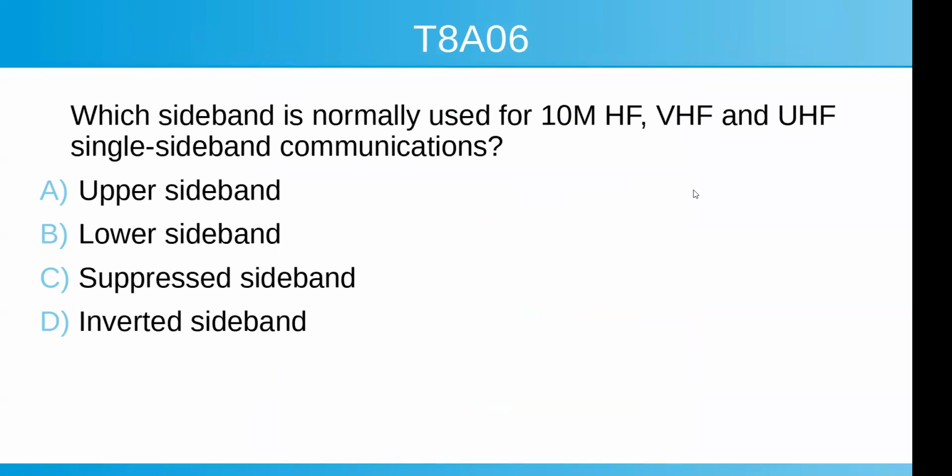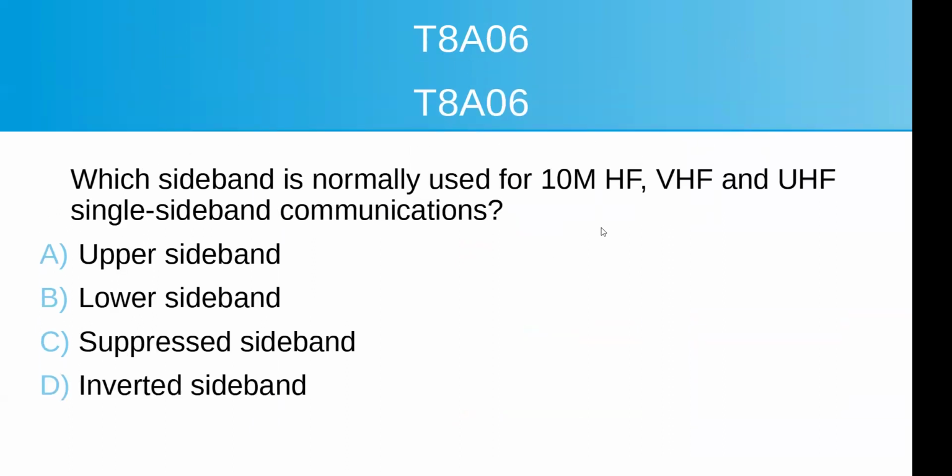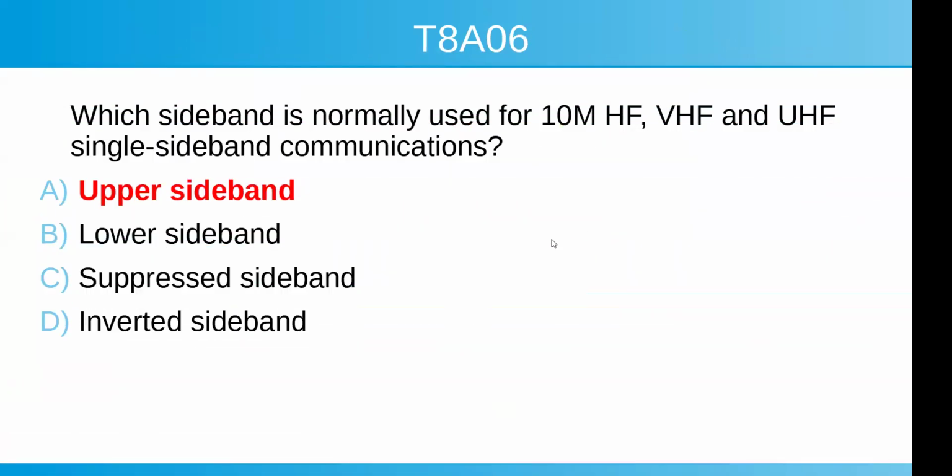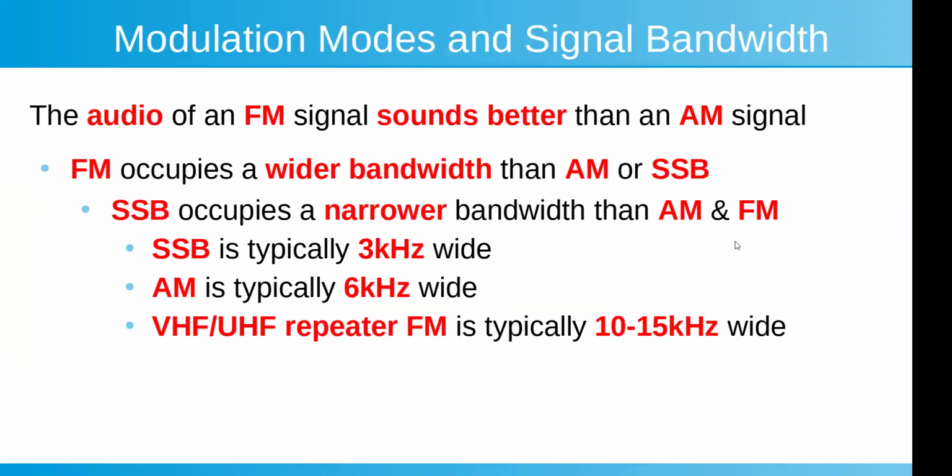Okay, which sideband is normally used for 10-meter HF, VHF, and UHF single sideband communications? Brenda? Alpha. Very good. Just want to make sure you weren't sleeping.